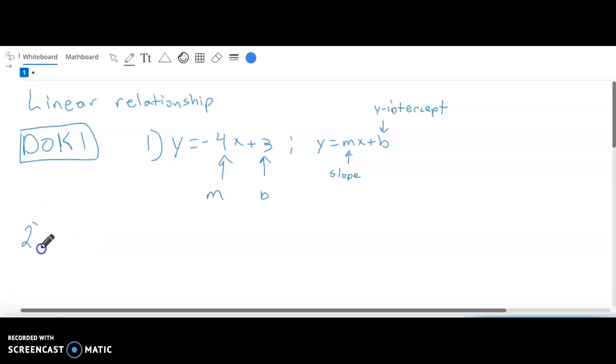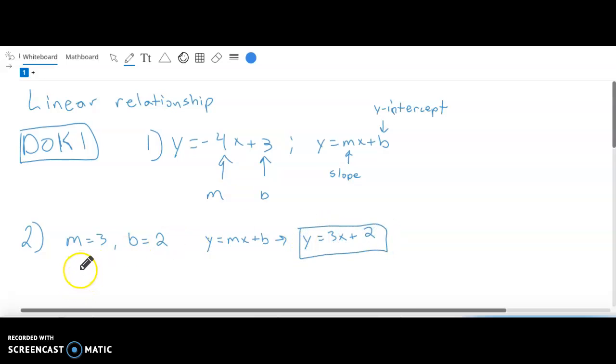Okay, number 2, or the second bullet point, says create an equation with a slope of 3 and a y-intercept of 2. So you have a slope of 3 and a base or y-intercept of 2. So using the y equals mx plus b, where x is your independent variable, y is your dependent variable, you just plug in the m for 3 and the b for 2. That's the answer to the second bullet point of DOK1, or number 2.